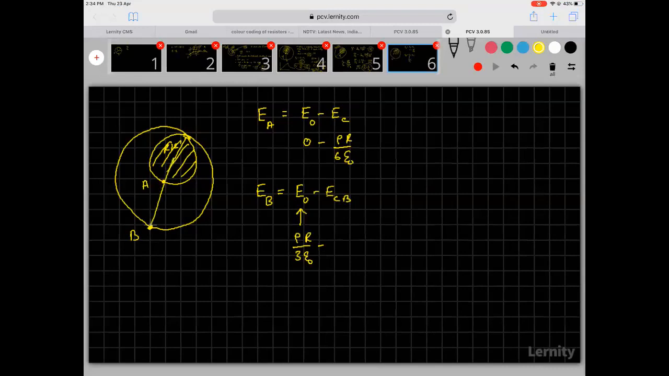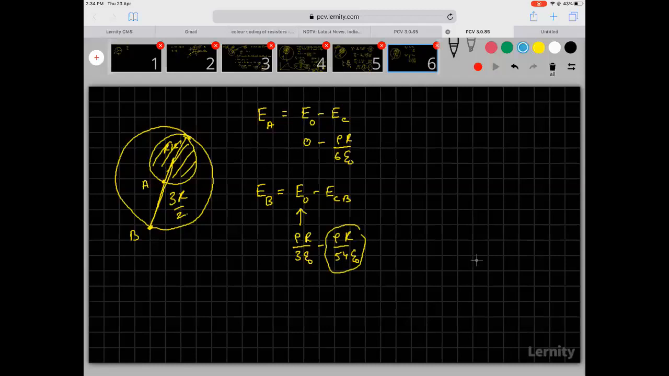This time this distance here is 3r by 2. And because it is outside, I have to use only kq by r squared. So I got that as rho r by 54 epsilon naught. If you want to understand this better, I'll do it again with a different color so that you get it.